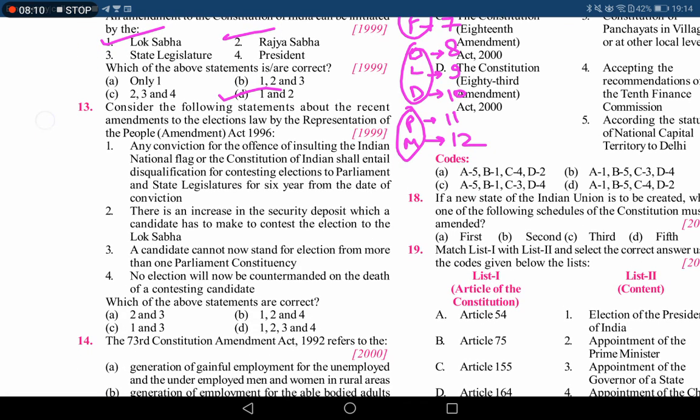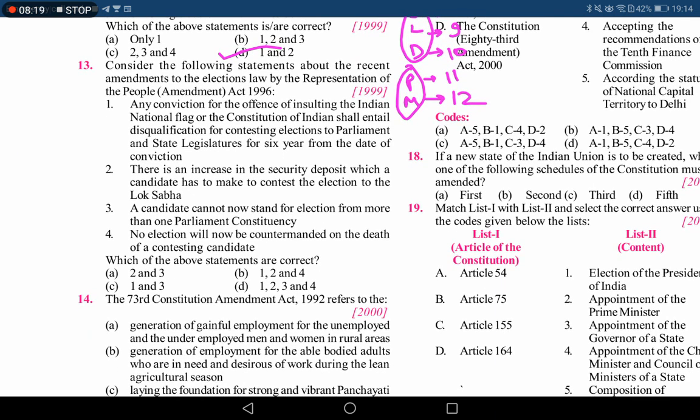Right. Next question is, which of the following regarding the Representation of the People Amendment Act 1996 is the correct statement? All right. So the first statement states that any conviction for the offence of insulting the Indian national flag or the Constitution of India shall entail disqualification for contesting elections to Parliament and state legislatures for 6 years from the date of conviction.